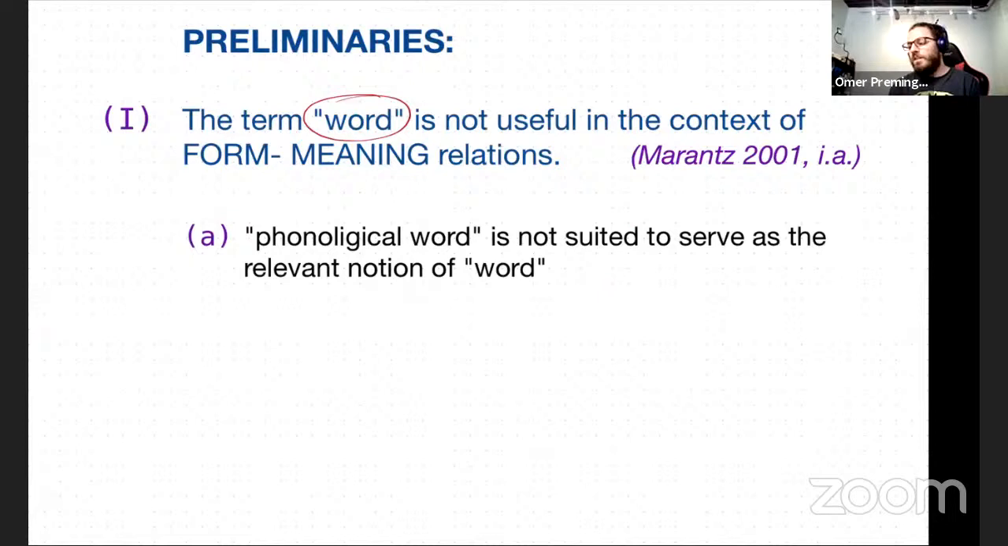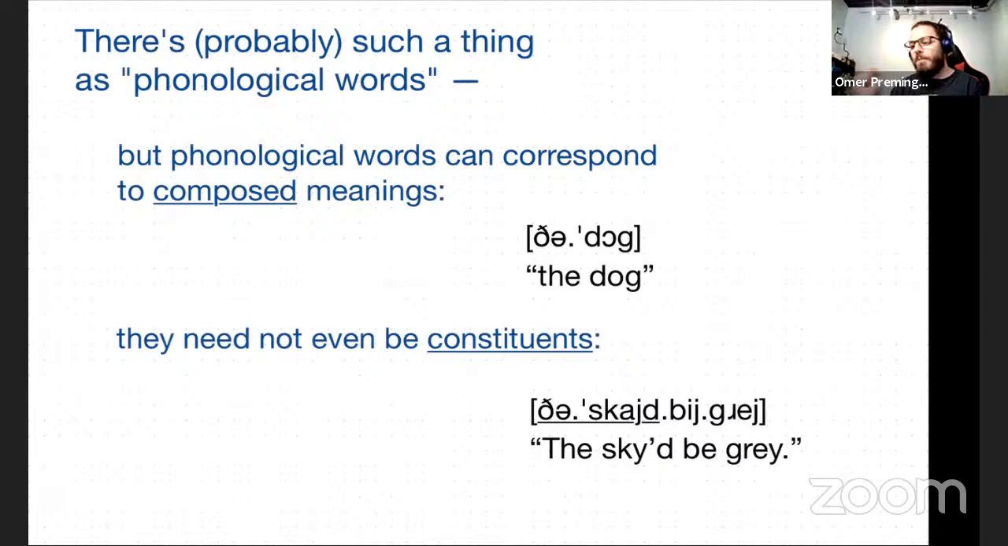So let's break this down into two subclaims. First, a phonological word is not suited to serve as the relevant notion of word. So there's probably such things as phonological words, but phonological words can correspond to composed meanings. That is, they are not themselves irreducible form-meaning mappings, but they represent a series of smaller form-meaning mappings that are then composed. So for example, in English, the dog is a single phonological word.